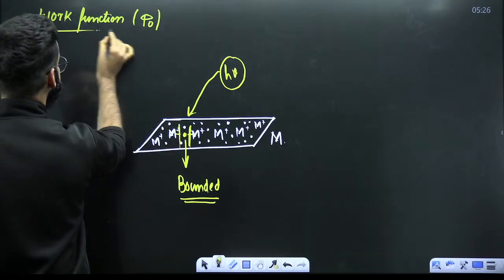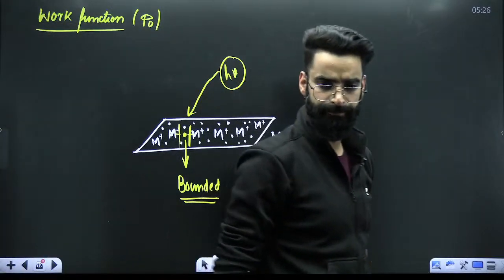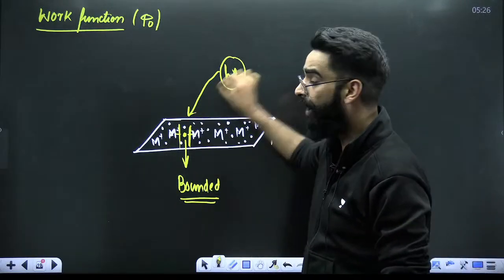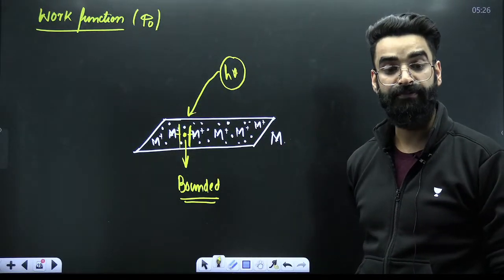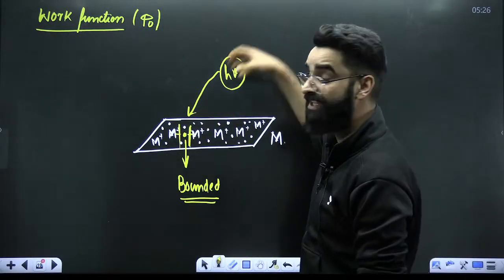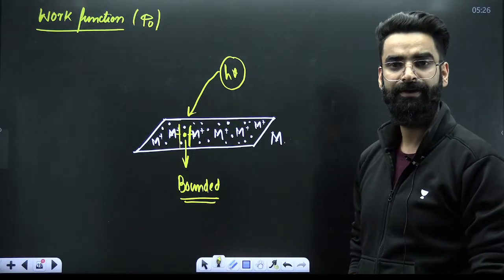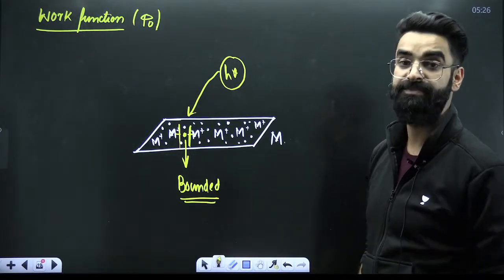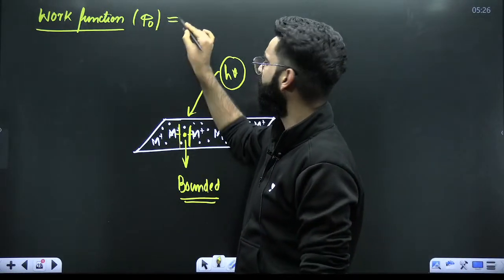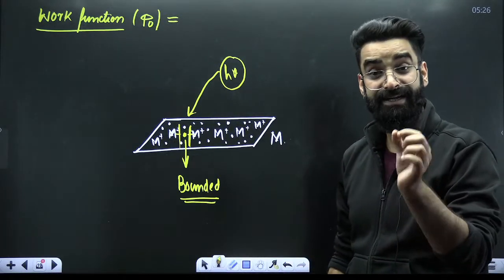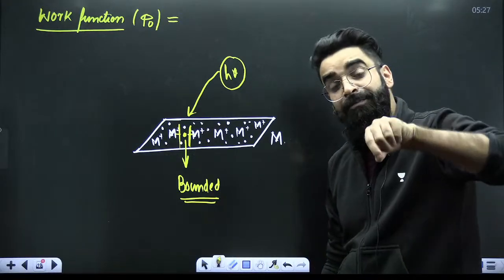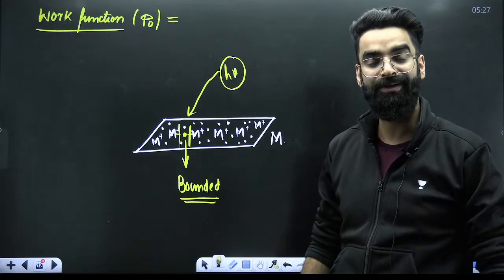So what is work function? How do you explain this work function? It is the minimum amount of energy which is required to take the electron out from the surface of the photosensitive metal, and that minimum amount of energy, which I'm supplying in the form of a photon, is something which you call as work function.